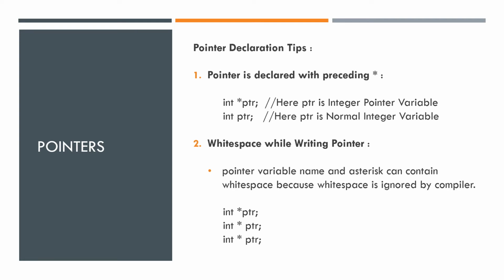Pointer declaration tips. A pointer is declared with a preceding asterisk. int *ptr means ptr is an integer pointer variable. int ptr means ptr is a normal integer variable. White space while writing a pointer: the pointer variable name and asterisk can contain white space because white space is ignored by the compiler. Meaning, these three notations are considered the same thing.